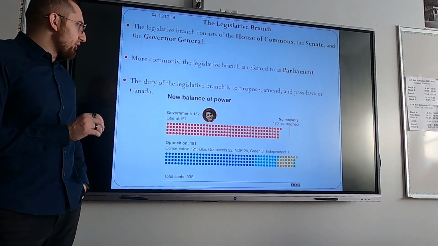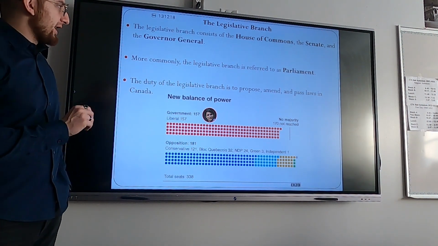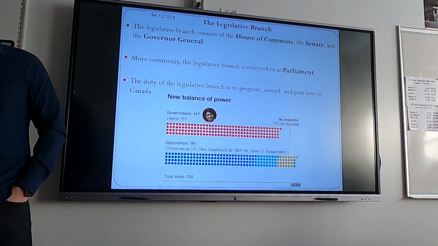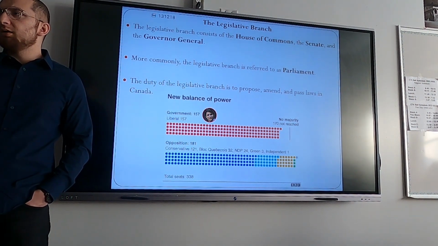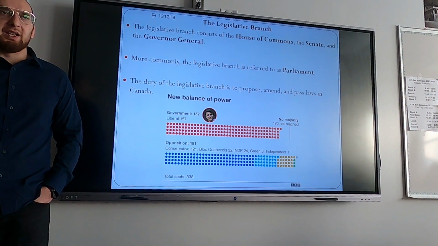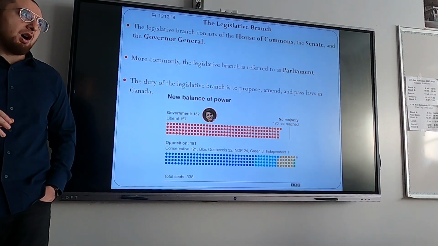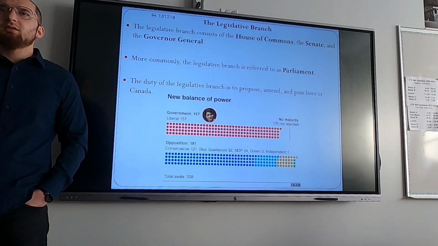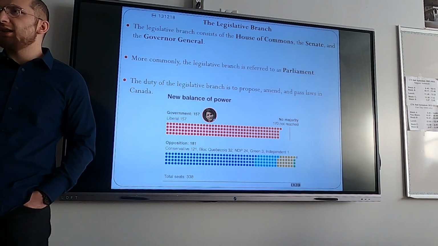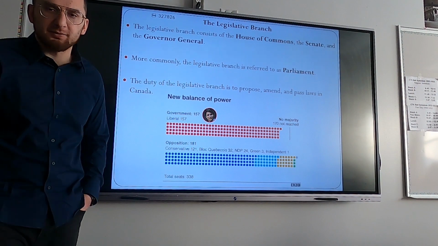And the thing with the Legislative Assembly, the legislative branch, is that they can propose a law, and we'll talk about this a little bit later, but the judicial branch, the judges, they make sure that that law doesn't break or infringe upon the rights of Canadians, right? And those rights are found in the Charter of Rights and Freedoms.